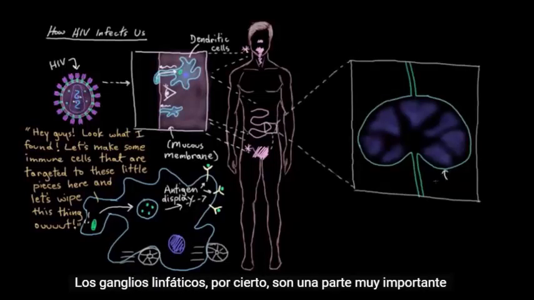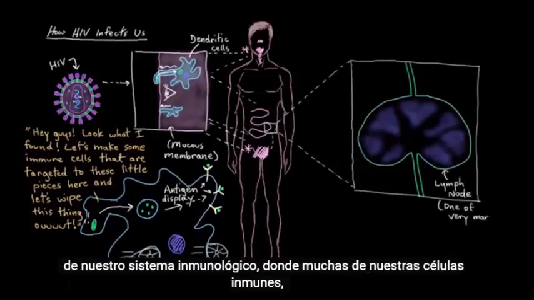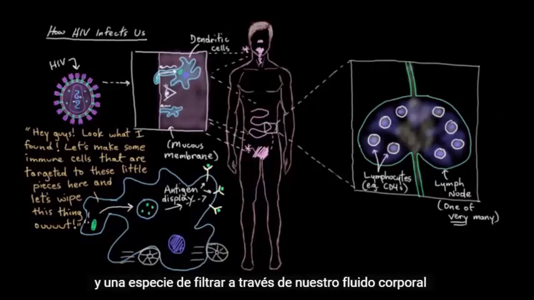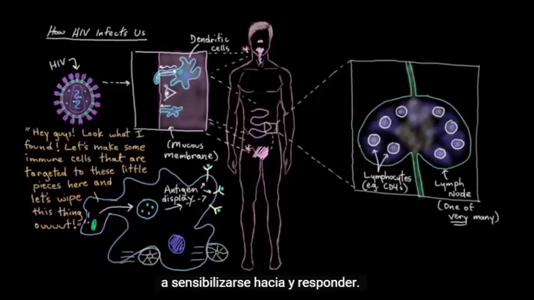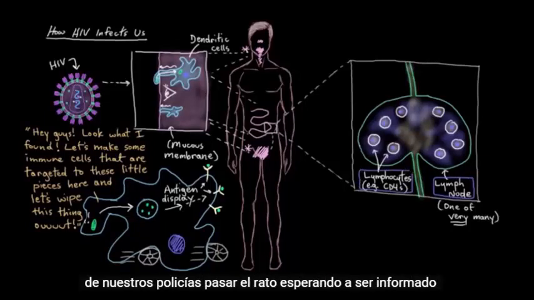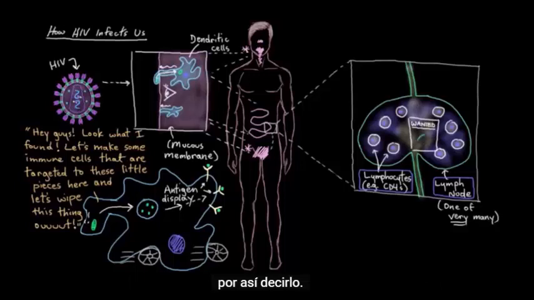Lymph nodes, by the way, are a really important part of our immune system where a lot of our immune cells, particularly our lymphocytes, hang out and sort of filter through our body fluid for any pathogens that they might need to become sensitized to and respond to. You can think of these lymph nodes as police stations where a lot of our cops hang out waiting to be briefed on their next task, to be shown wanted posters, so to speak.